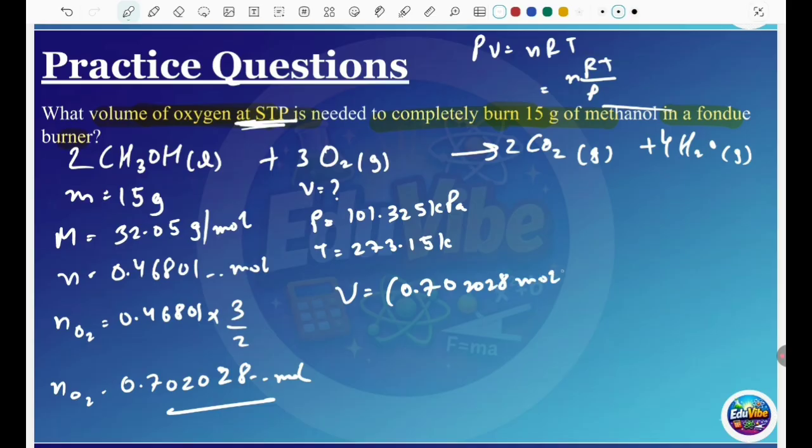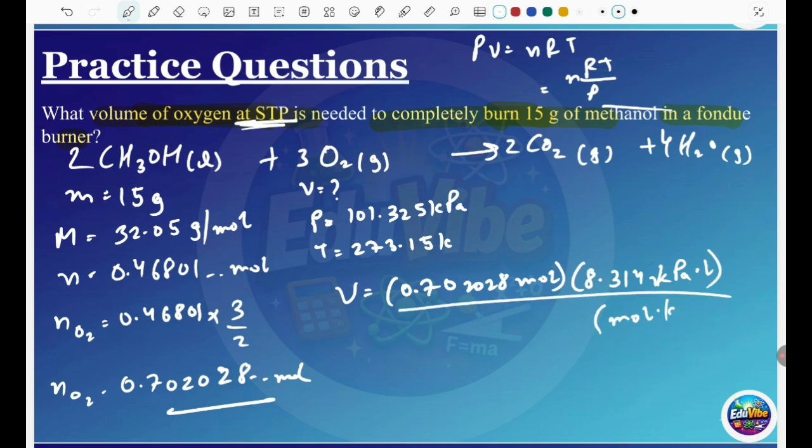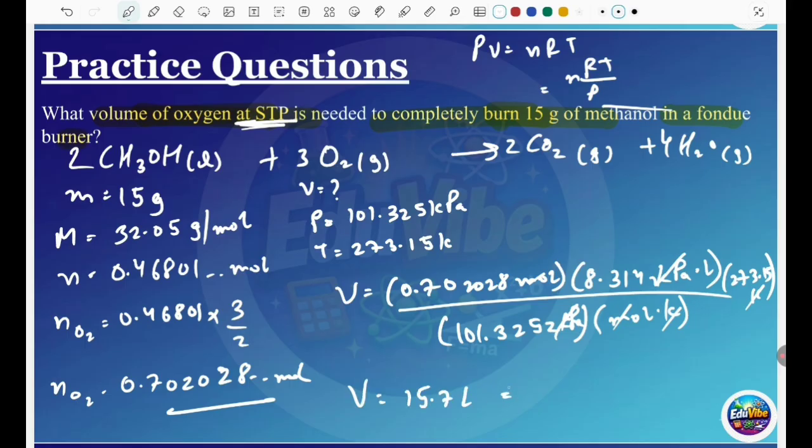0.702028 moles. We have R of 8.314 kPa·liters divided by moles·Kelvin. Then we have a temperature of 273.15 Kelvin, and we have a pressure of 0.1325 kPa. So kPa cancel, moles cancel, and Kelvin cancel. You get the volume in liters, which is about 15.7 liters. Rounded, this is 16 liters.